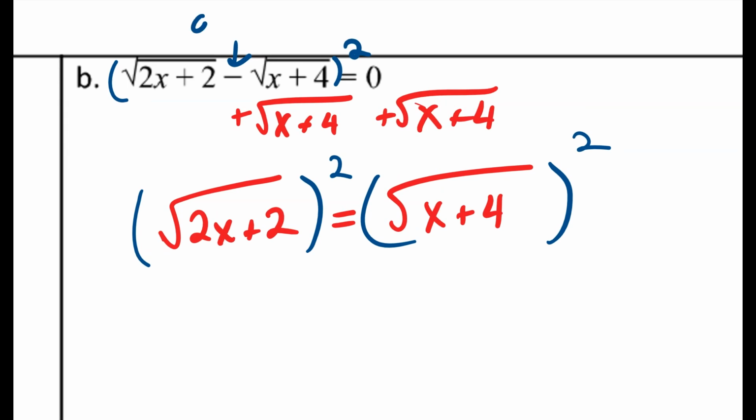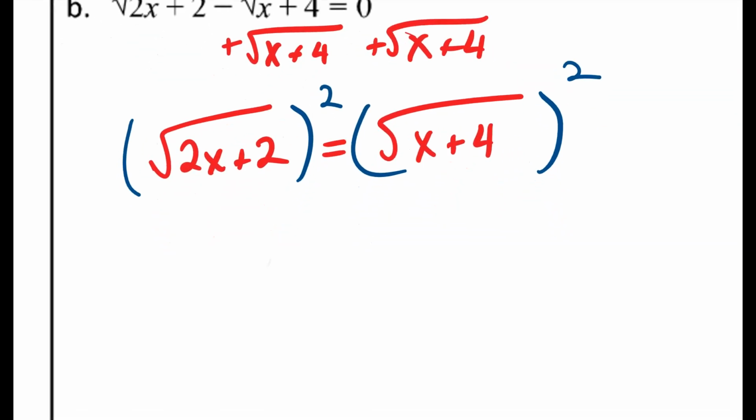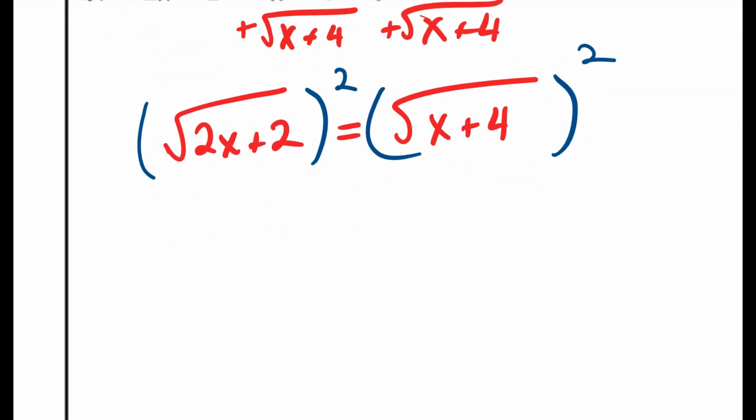Remember, this is just like I had a minus b, and I'm squaring that. That's not that I get rid of a and get rid of b, it's that I have to double distribute it, and that would be a real pain for this problem. So once I have both the radicals isolated, I square both sides, and I'm left with 2x plus 2 is equal to x plus 4.